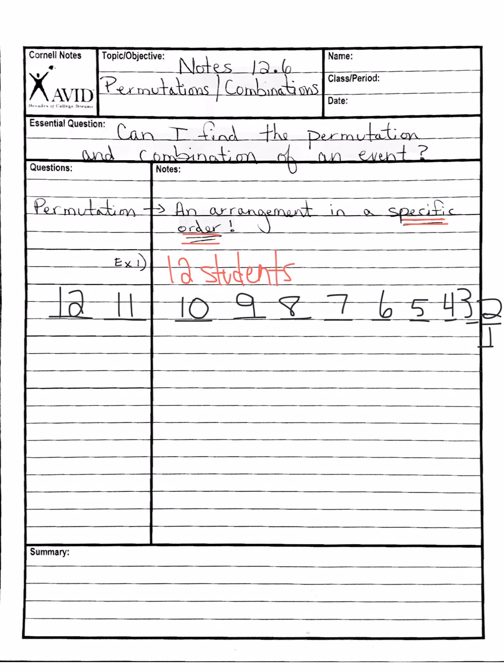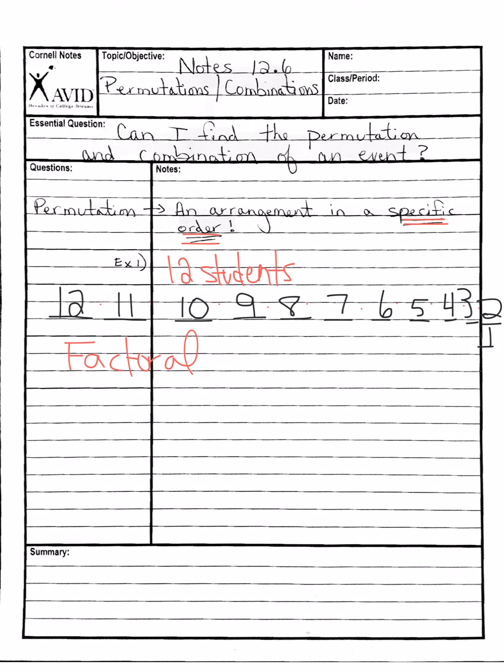Okay. So what do we do with those numbers in order to figure out all the different ways that 12 students can line up in the classroom from first to last? We multiply. 12 times 11 times 10 times 9. And we can do this on our calculator, but that kind of seems silly, doesn't it? So we have a certain button on our calculator that will help us with this. And it's called factorial.